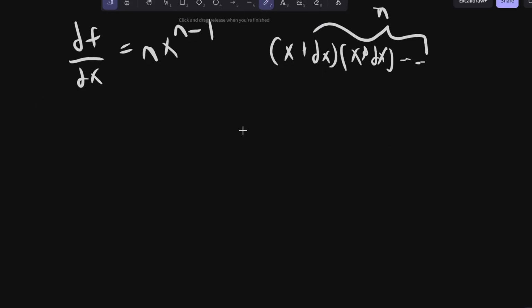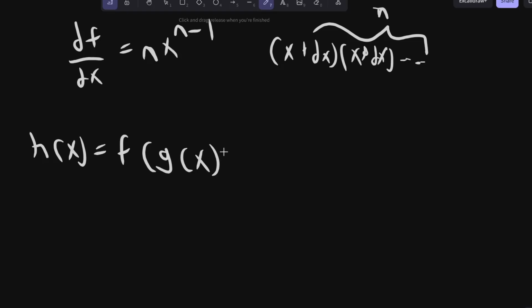So with this formula, we're now going to turn to another derivative rule, and then we're going to apply that rule to systems involving polynomials. So I want you to consider our next function, h of x equals f of g of x. Okay. What do we do with this?